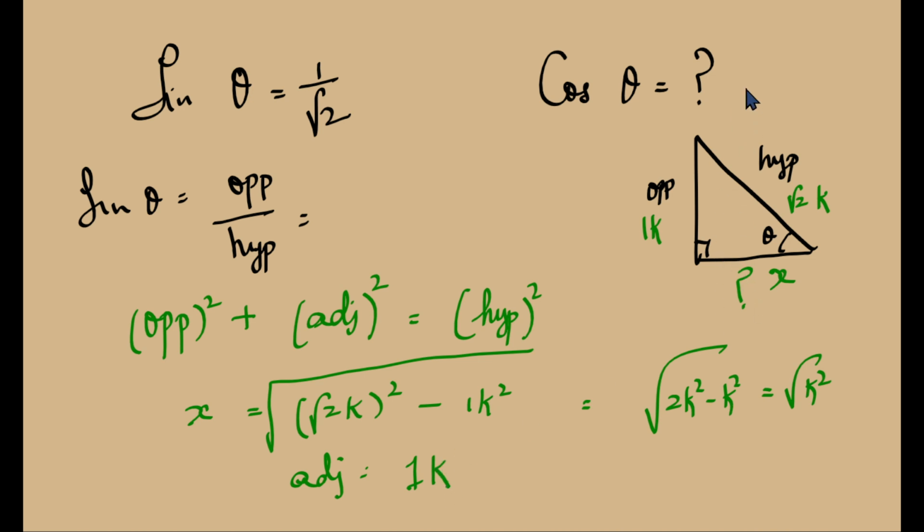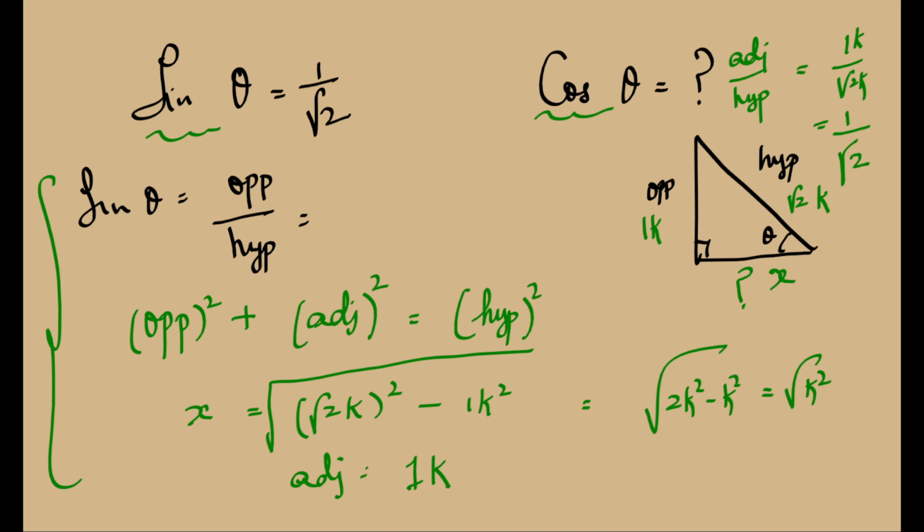So cos theta can be established here because we know that cos theta by definition is the length of the adjacent by hypotenuse. So it is 1k by root 2k, or this is also equal to 1 by root 2. Now this problem which we have done begs for a relationship between these two trigonometric ratios, sine of theta and cos of theta, isn't it? Because they are related in some way to one another. So what can that relationship be? Let's try to find out what that relationship is.